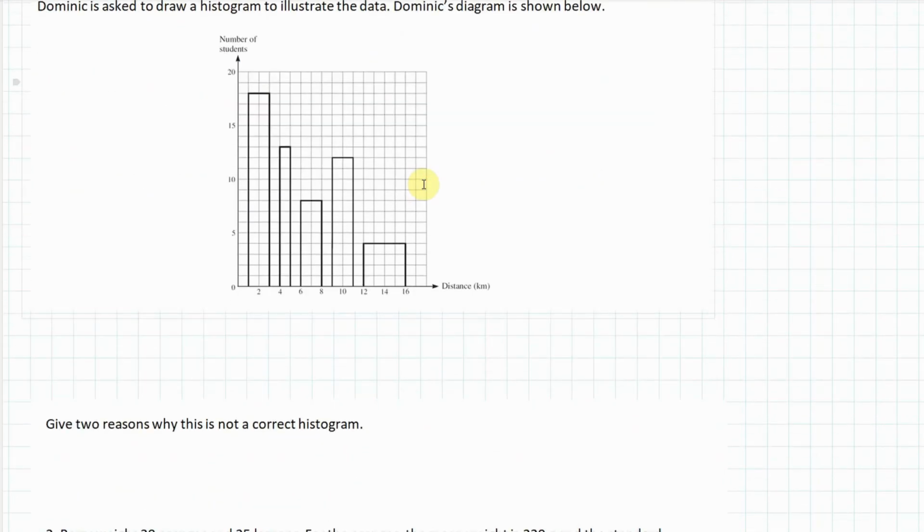Now, we are meant to give 2 reasons why it's not a correct histogram. Reason number 1, of course, is the bars ought to be touching, connected or touching in a histogram.